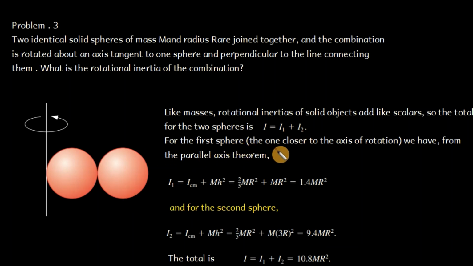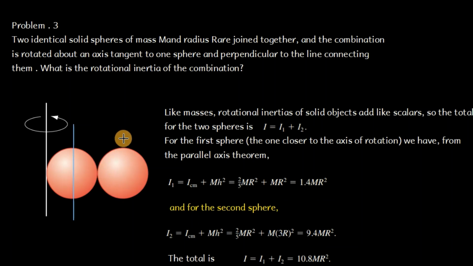For the first sphere, which is close to the line, by using the parallel axis theorem, the rotational inertia of this sphere about this line is I center of mass plus mh square. Here I center of mass means 2 over 5 mr square plus mr square. This is the central axis, and this central axis is r distance away from this tangent line. So this becomes mr square, and by adding this we obtain 1.4 mr square.